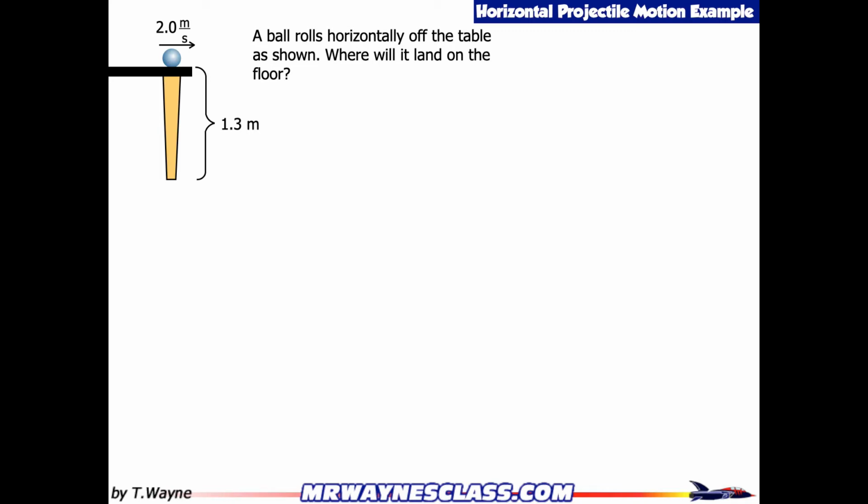If a ball rolls horizontally off a table as shown, where will it land on the floor? So what I'm really looking for here is that horizontal distance away from the edge of the table, something that we call the range.